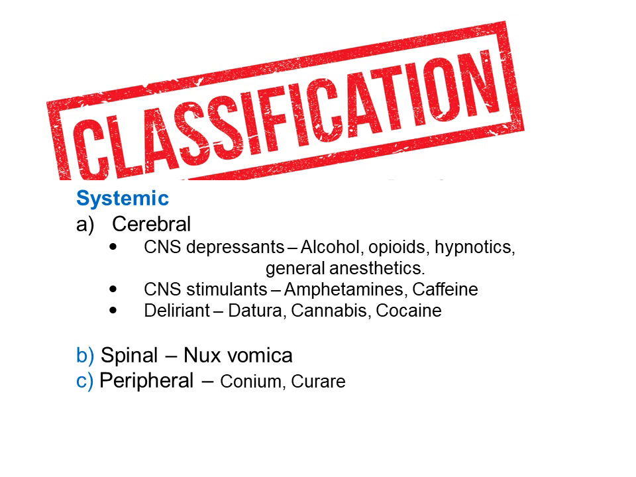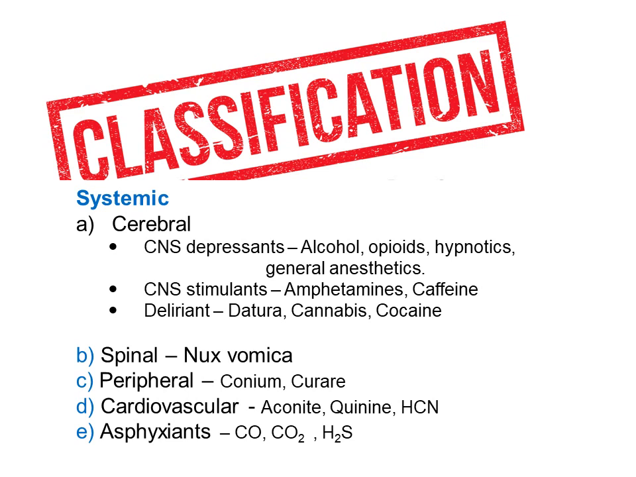Peripherally acting toxins include conium or curare. Poisons that cause cardiovascular derangement include aconite, hydrocyanic acid, quinine. Or it can be the asphyxiants which interfere with oxygen transfer between the lungs and the blood. They include carbon monoxide, carbon dioxide, or hydrogen.